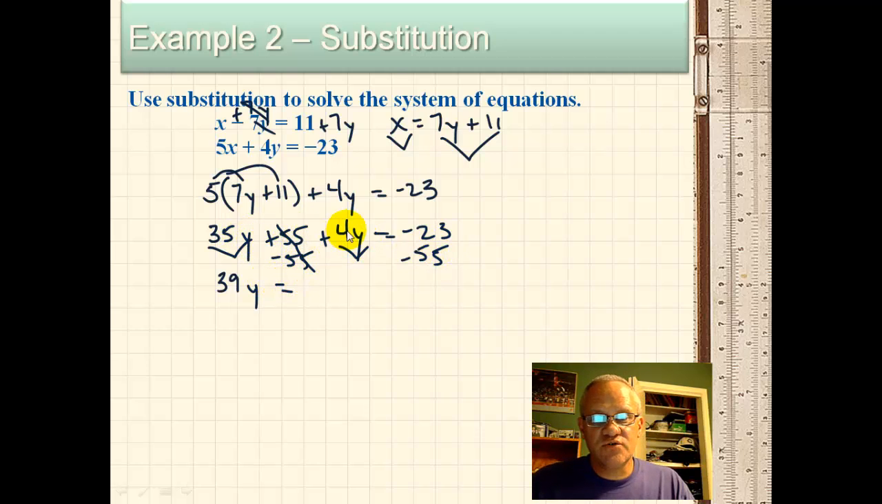Notice when I combined the two things that were on the same side, I didn't do the opposite thing. I just combined them how they were, 35 plus 4. But when I combined the things that were on opposite sides, I did the opposite equation to move it over. So since it was plus 55, I did minus 55. And that's going to give me then negative 78, and then divide by 39.